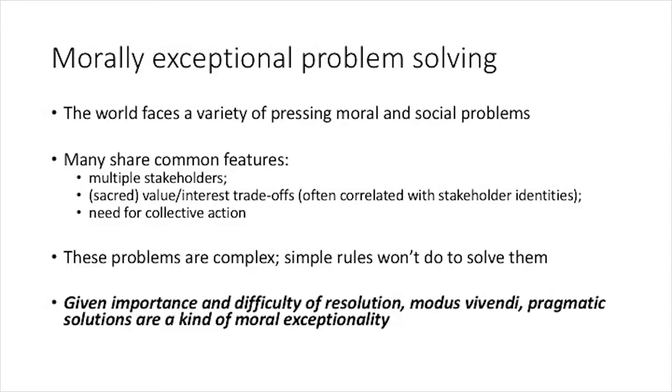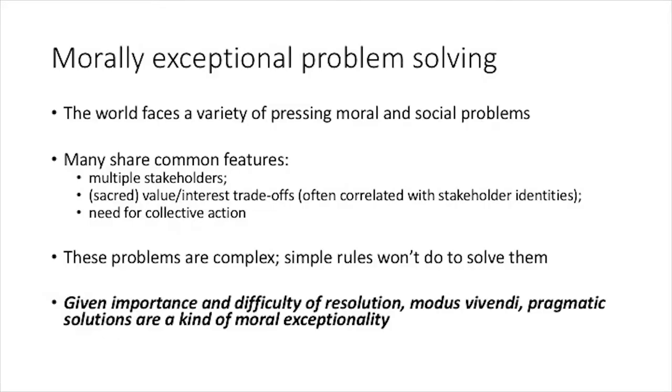So we start our entry to approach moral exceptionality, the way we're thinking about it, through the reasonably commonplace observation that the world faces a variety of pressing moral and social problems, including complex things like climate change, how to resolve that, multiple problematic, intractable intergroup and value conflicts around the world, questions about how to deal with migration and all the rest of it. And these kinds of issues, although they have many unique features, on our view, they seem to share a set of common features. Many of them involve multiple stakeholders, different people who have an interest in what's going on and how these problems are resolved.